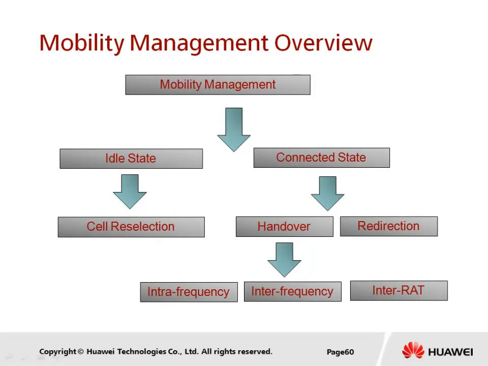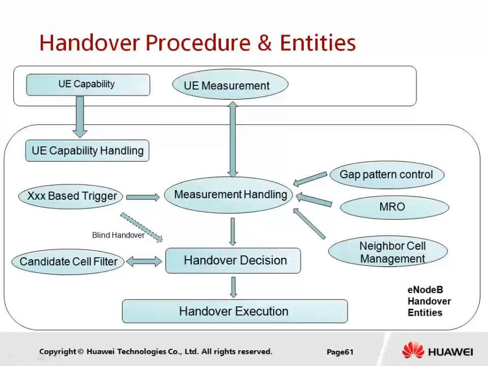So for handover, there are three types of handover, of which the first two belong to intra-LTE handover, which could be intra-frequency and inter-frequency handover, and eventually inter-RAT handover, where it could be handover to 3G, GSM or CDMA2000. For this course, we are going to cover intra-LTE handover, which includes intra-frequency and inter-frequency handover.